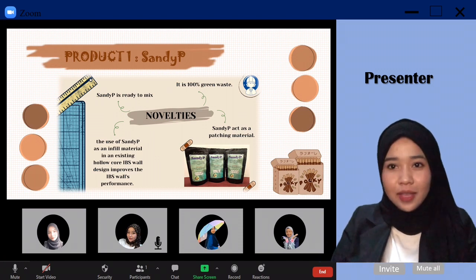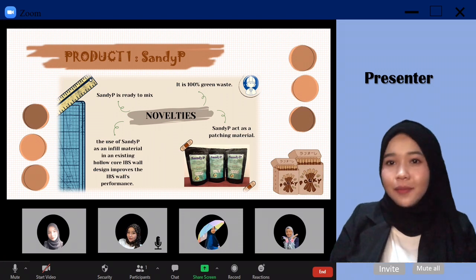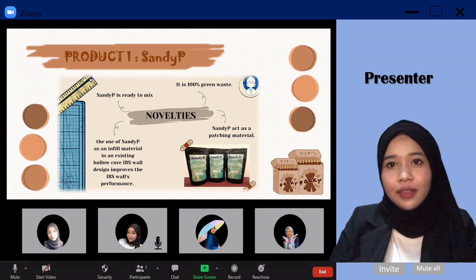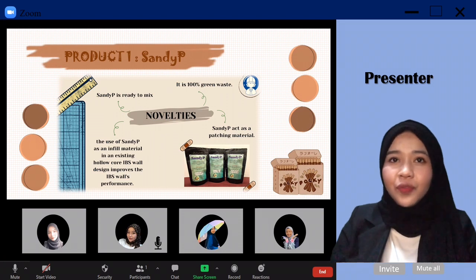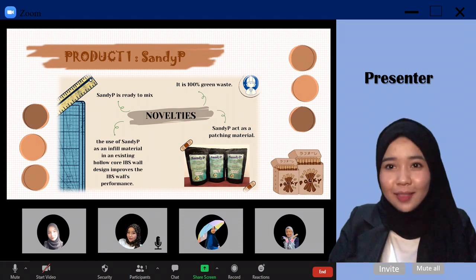Secondly, the use of sand dip as an infill material in an existing hollow core of IBS wall design improves the IBS wall performance. The use of sand dip as a fill material improves the existing IBS wall compactness. This is the factor that improves the IBS wall's performance, particularly in terms of mechanical qualities. Sand is used in the current design of IBS components, which will raise the price of the IBS component. The additional cost of sand can be decreased, and the additional performance from the action of filler in the IBS structure can be attained by applying sand dip.